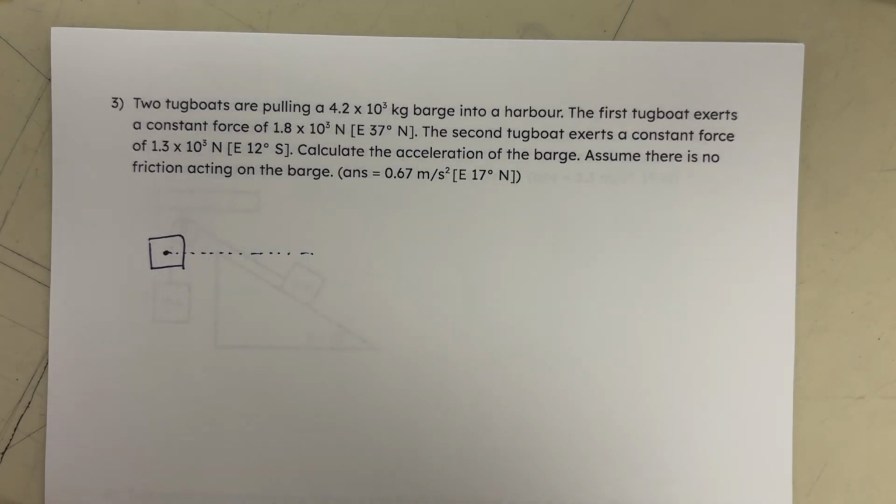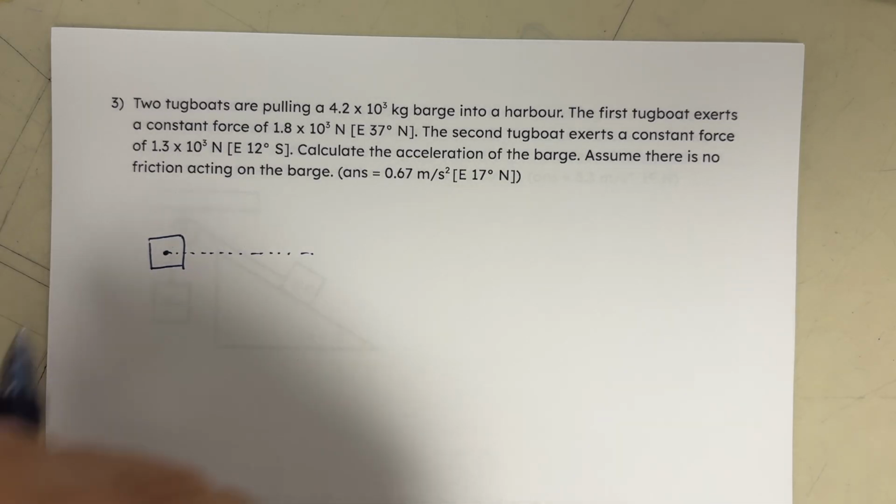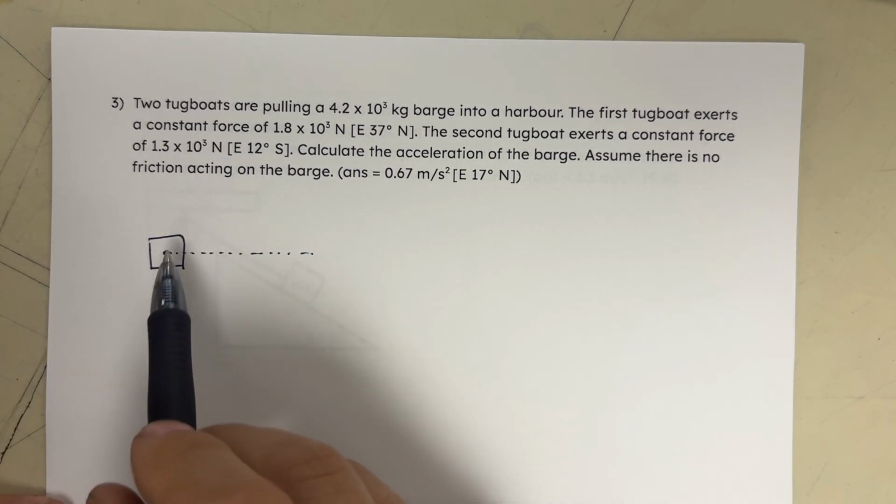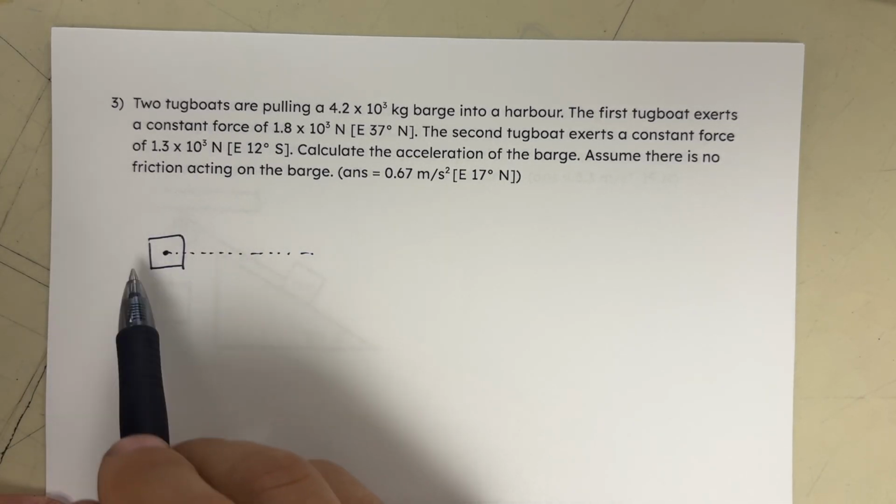Okay, question 3 is a little tougher. It doesn't come with a diagram or anything, so you have to conceptualize what's happening here. So we have two tugboats. They're pulling a large barge into a harbor. So here's the barge right here.